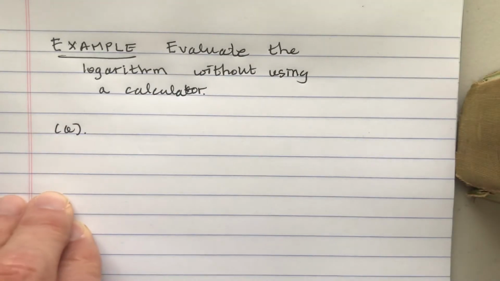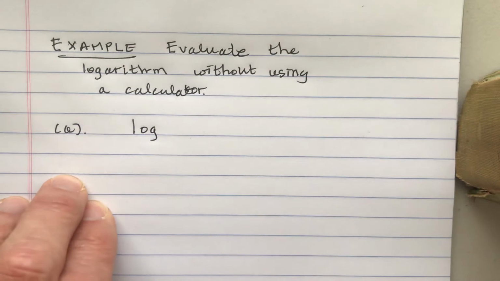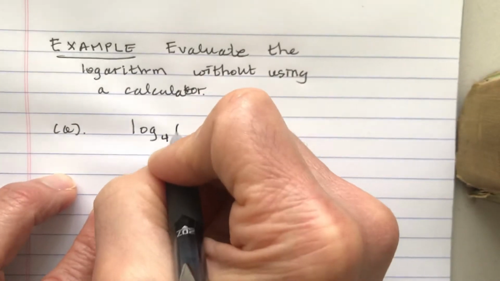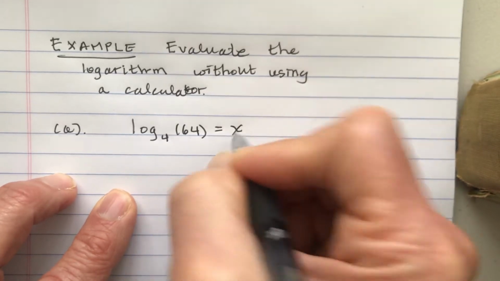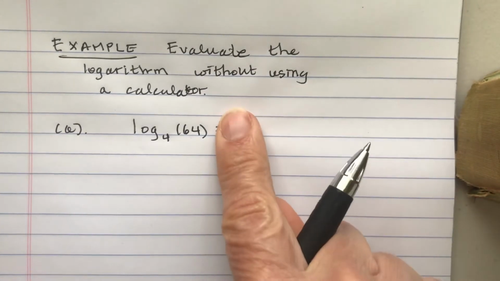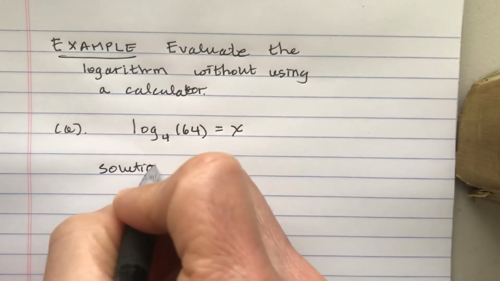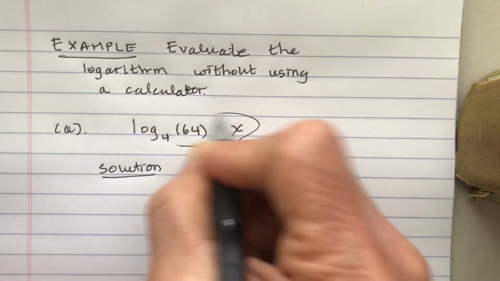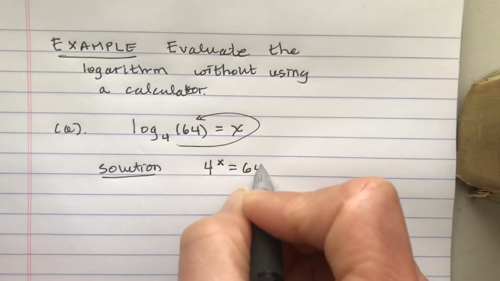Okay, so let's look at this one where I have log base 4 of 64, and what I'm going to do is call that x. The problem might be given without an x, and I'm just going to call that x. For the most part, what we do is write this as 4 to the x equals 64.